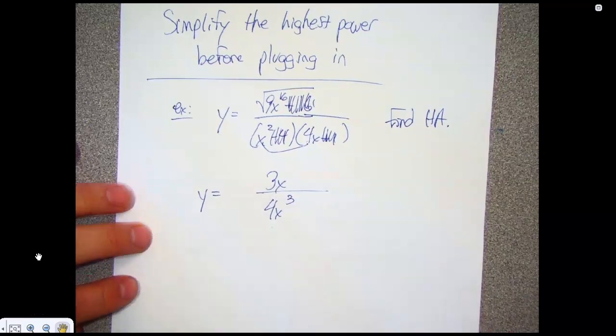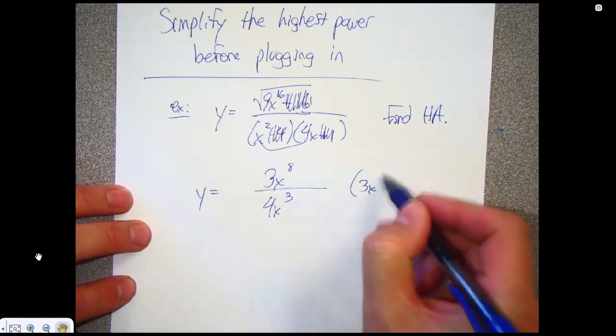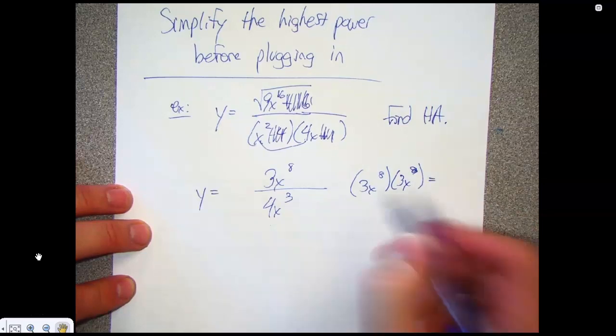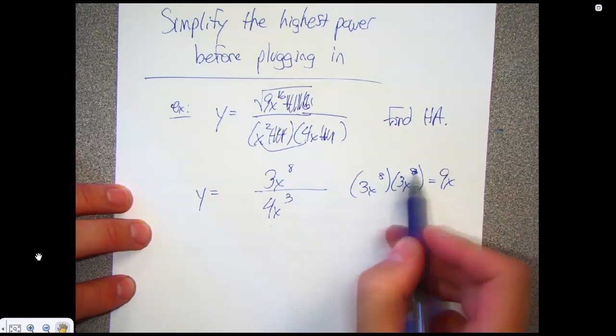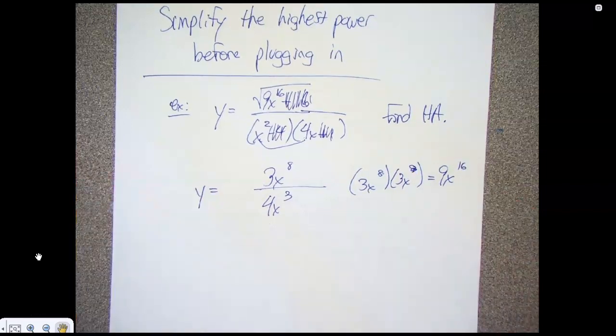3x to the 4th or 8? It's 8. If you don't believe me, look at it this way. What's 3x to the 8 times 3x to the 8? Well, 3 times 3 is 9. And what do you do with these two powers? You add them.